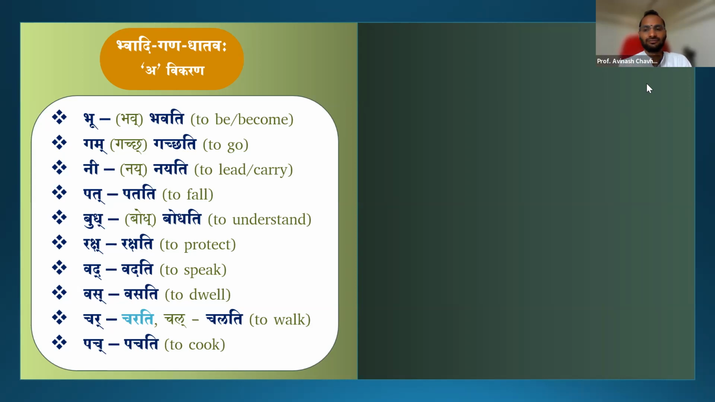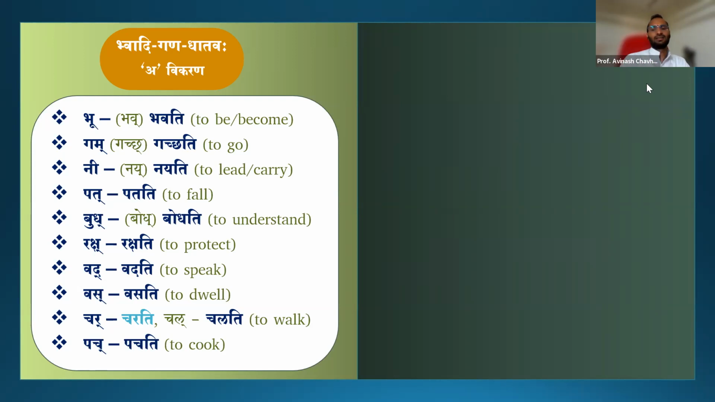Bhu means to be, to become. Whenever you memorize this way, you have to memorize main root as well as ultimate form, kriya pada. So Bhu, bhavati, means to become, right? Gam is main root, it will become gacchati, to go.